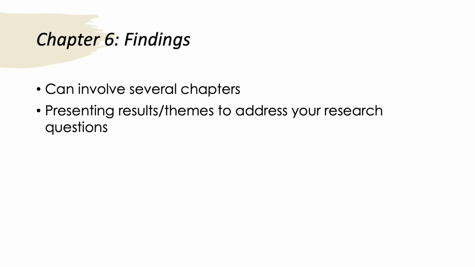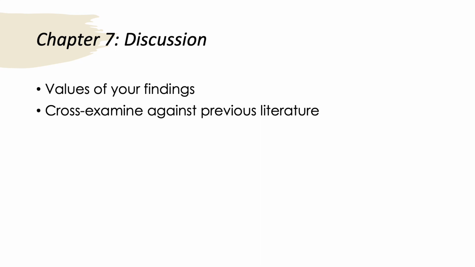Okay. In chapter 6, it's just findings. You can present the findings in multiple chapters, presenting the results and themes that address your research question. And then in the discussion, you can combine the discussion into the findings, or you can make a separate chapter where I think if you want, you may summarize your findings, but just very briefly. The whole point is to focus on the values of your finding, the contributions of your findings, like how your findings help to expand the field, to advance the field forward.